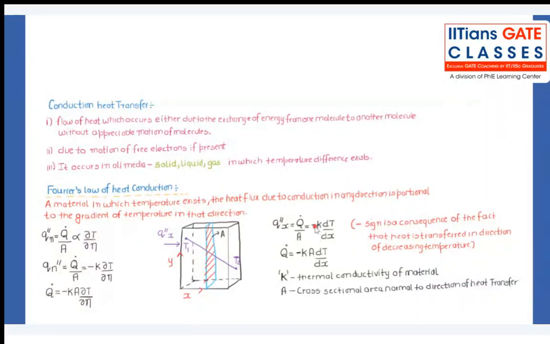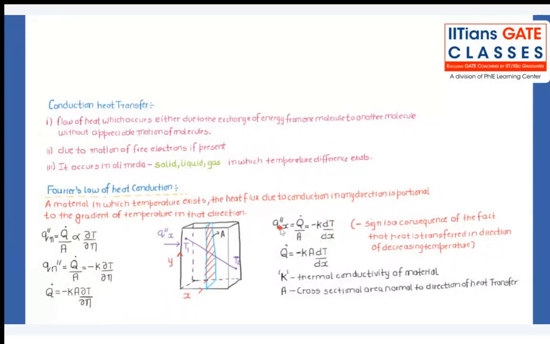There is a minus sign put in front so that you get a positive value of the heat flux or the heat transfer rate. Why? Because the temperature gradient is always negative in the direction of heat transfer, since heat flows from a higher temperature to a lower temperature. If you calculate dT/dx, which is (T2 minus T1) by (X2 minus X1), T2 is lesser than T1, so dT/dx will be negative. In order to make this quantity positive, a negative sign is put in front. So you get minus K dT/dx. In short, heat flux in the x direction is proportional to the temperature gradient in the x direction.